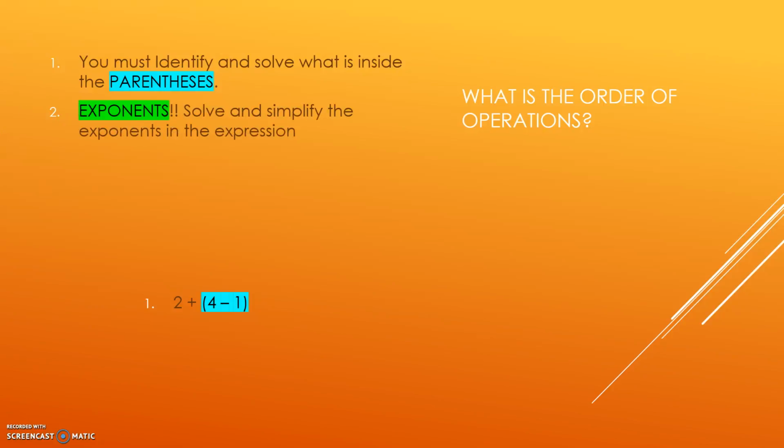Number 2, we have exponents. Again, after we do the parentheses, you do the exponents, or if there are no parentheses, you start with exponents. So here we would start with 3 to the 2, and then we can add 9 and minus 3, etc. in the correct order after that. But we always start with exponents right after parentheses.